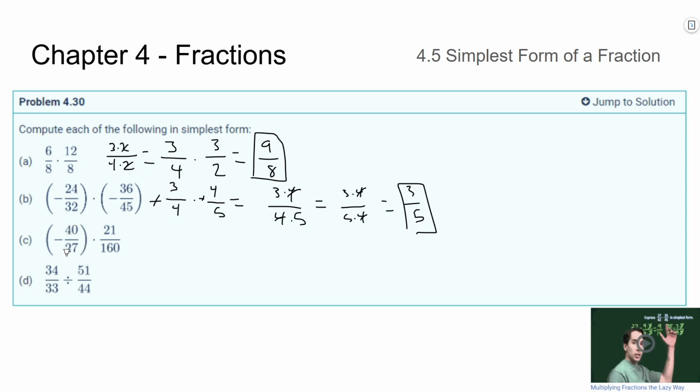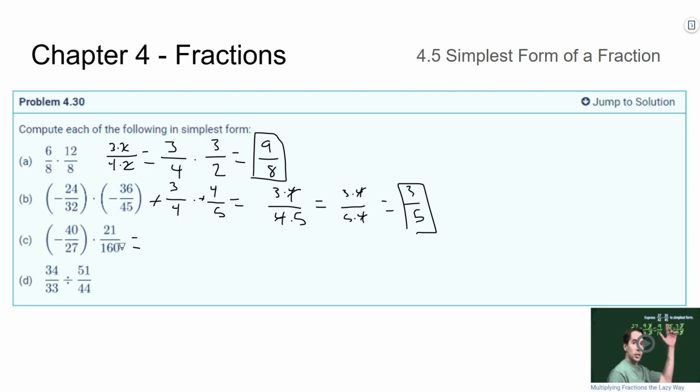What multiples do we have? So 27 is going to be 3 times 9. 40 is not a multiple of 3 or 9. I'm not really seeing a way to simplify this one, unfortunately. 21 is a multiple of 7, but I don't think 160 is a multiple of 7. Well, we might be in a bind here. All right, let's see what we can do.